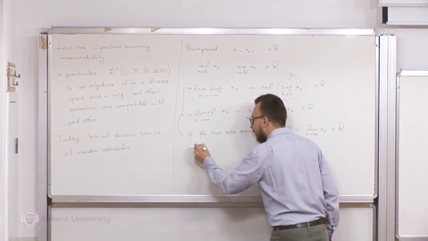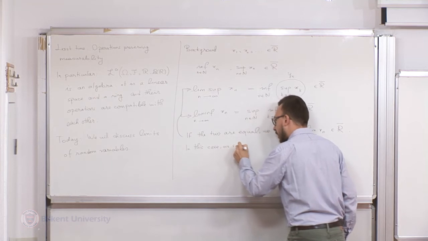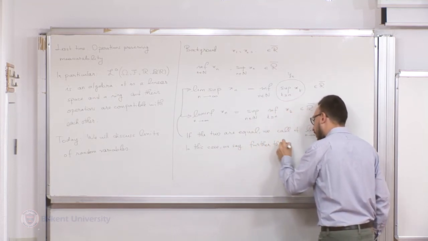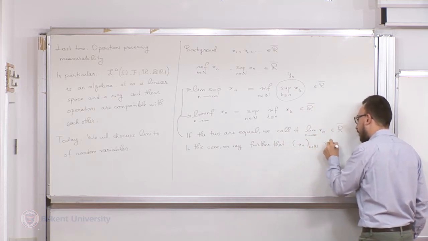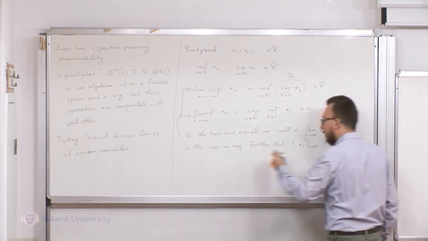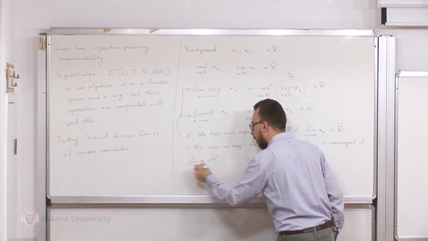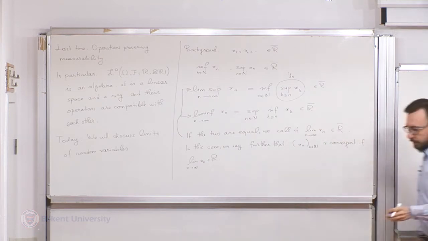So in this case, we say further that the sequence xn is convergent if the limit is a real number.